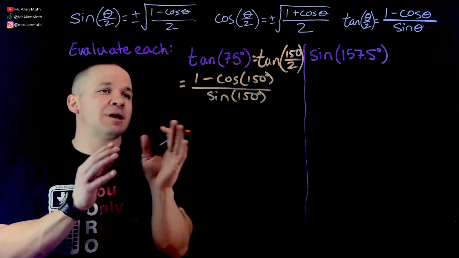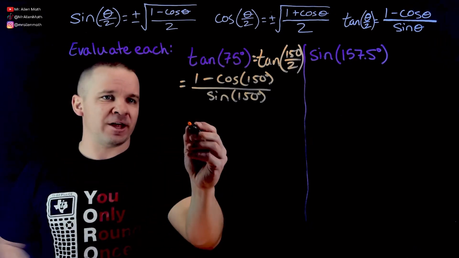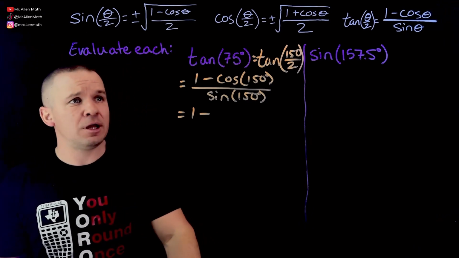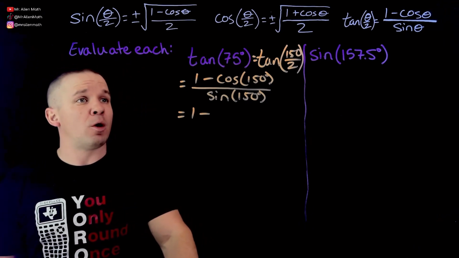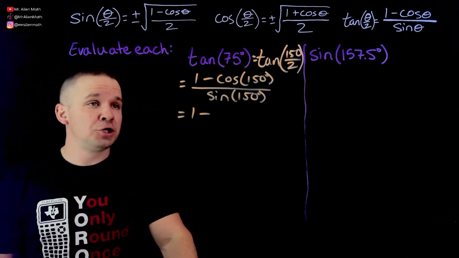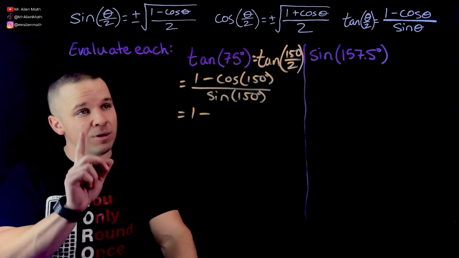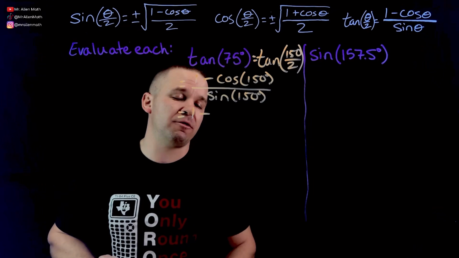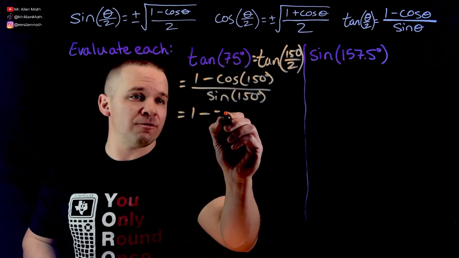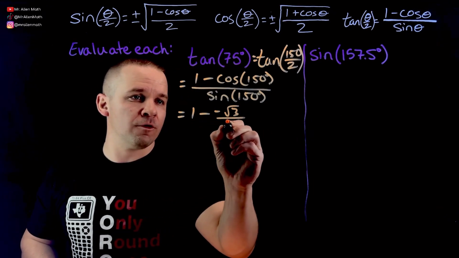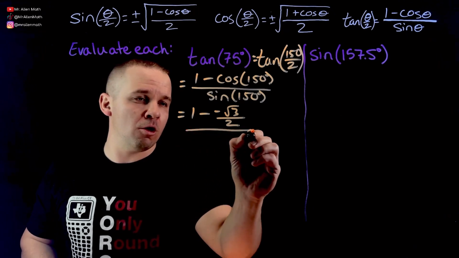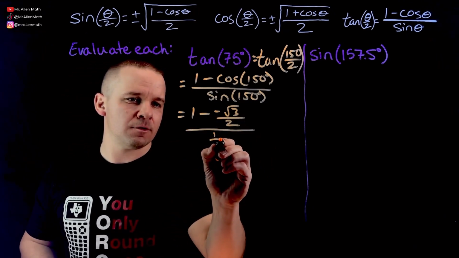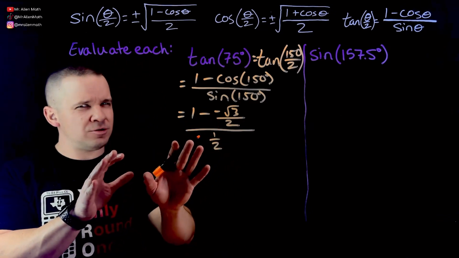So now we got to do some evaluation. We got 1 minus cosine of 150. With a 30 degree reference, that's going to be root 3 over 2 for the cosine. But we got to pay attention to our sign here, right? Cosine's negative when it's 150. So this is going to be negative root 3 over 2, all over, what's the sine of 150? That's positive 1/2.